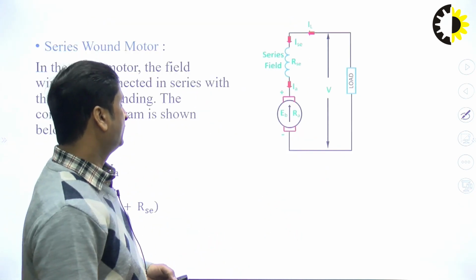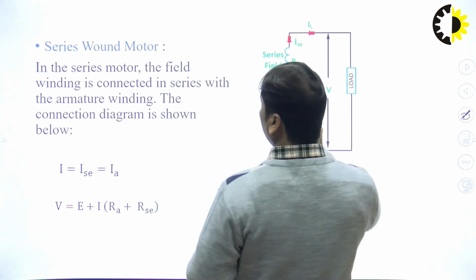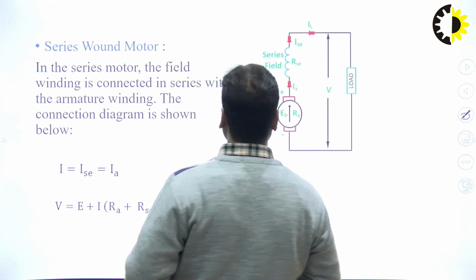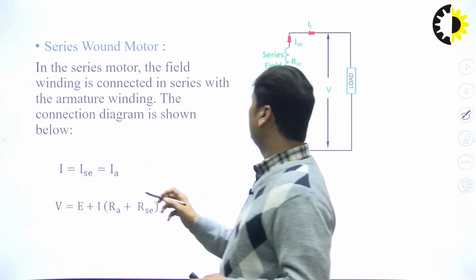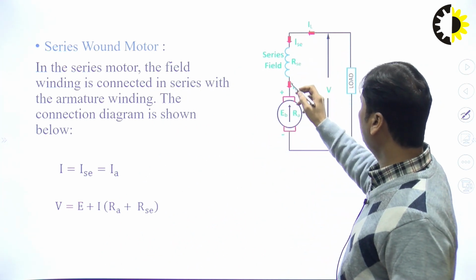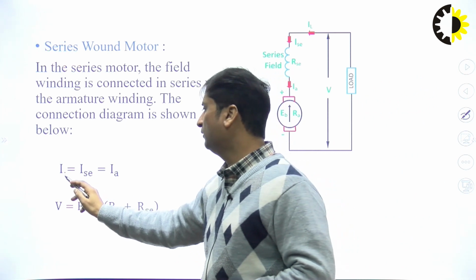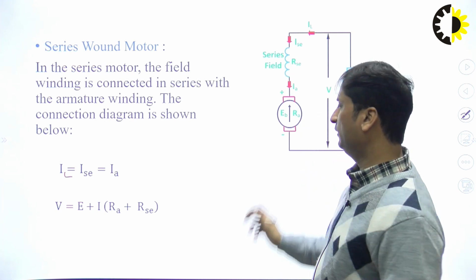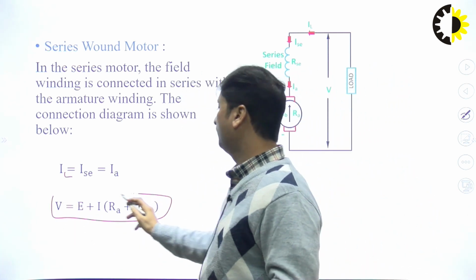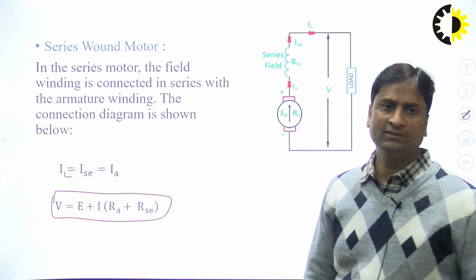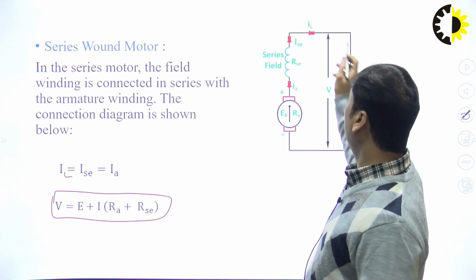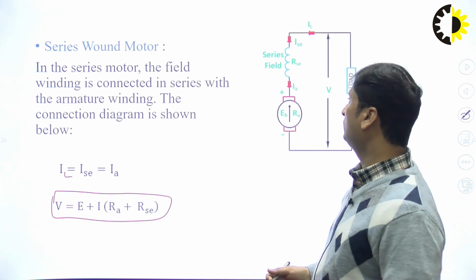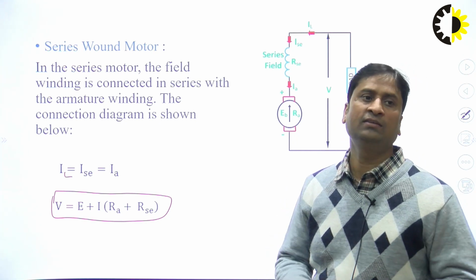In case of series winding, the series field winding is connected in series with the armature. So the armature current is the same as the line current, and the same current flows in the series field winding. This is the voltage equation for the series motor. It means the series winding has very low resistance, because it has very few turns. In case of shunt, the turns are high, because they are connected in parallel.